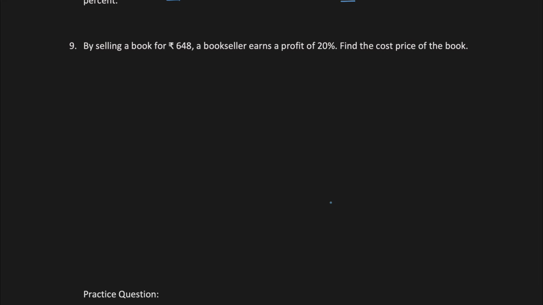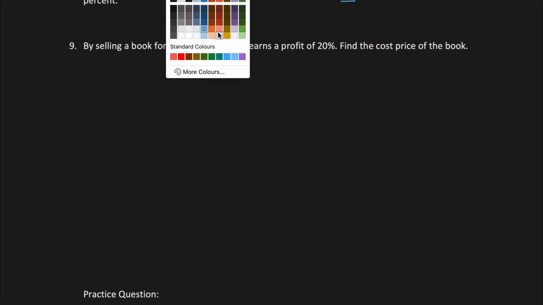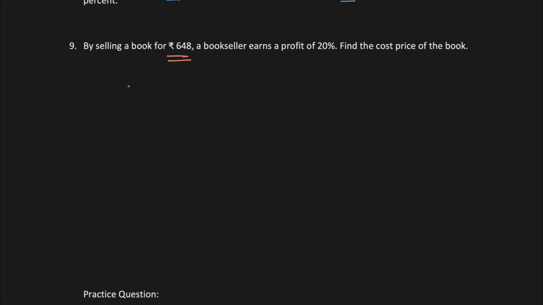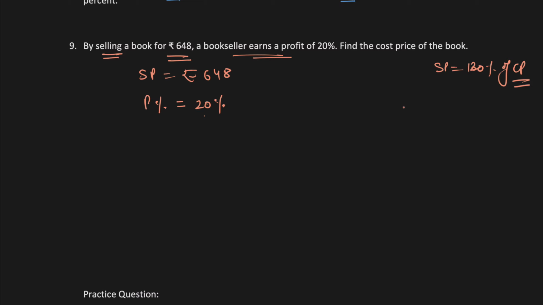Different type of question again. By selling a book for 648 rupees, a bookseller earns a profit of 20%. So again SP is given to you. Selling is the keyword, sold is the keyword, so you get SP. Now he earns a profit, so profit percentage is given to you here, right? Profit percentage is 20%. So if profit is 20%, SP basically is 120% of CP, because you are having 20% more.